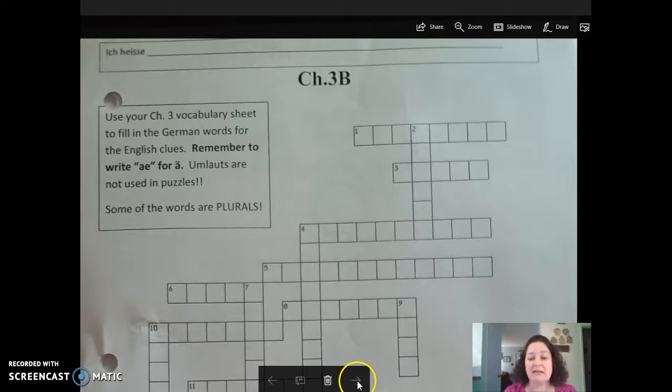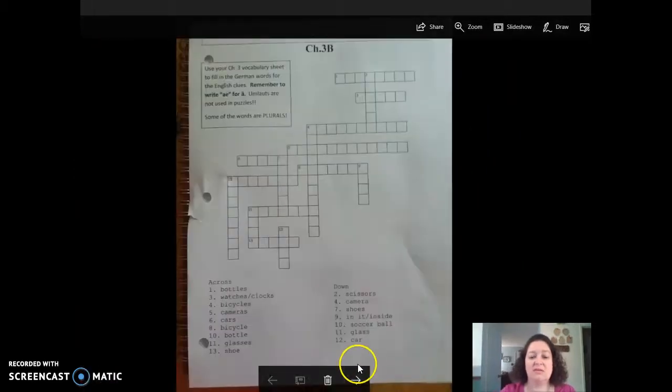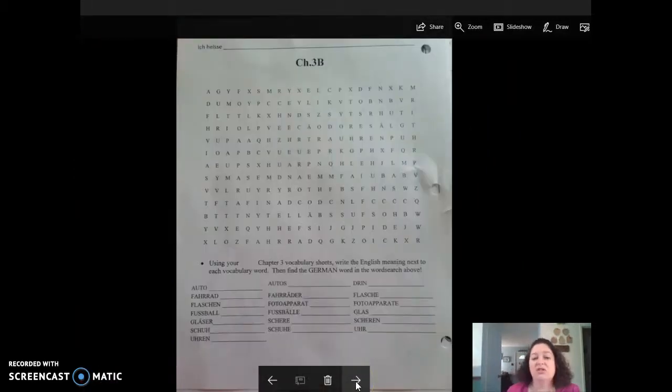Now, there's also a back to this. It's a word search. So it says using your Chapter 3 vocabulary sheets, which means use page 14. Write the English meaning next to each vocabulary word. So notice that is the first direction. That is the first thing you should do. Write the English word next to the German word. Tell me what it means. Then the second part is you find the German word, the typed word in the word search above. So first you write them in English, then you try to find them in German. Don't find them in German first and then write them in English. Write them in English first, then find them in German.